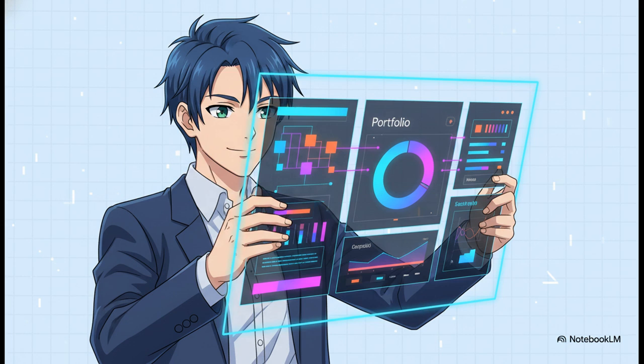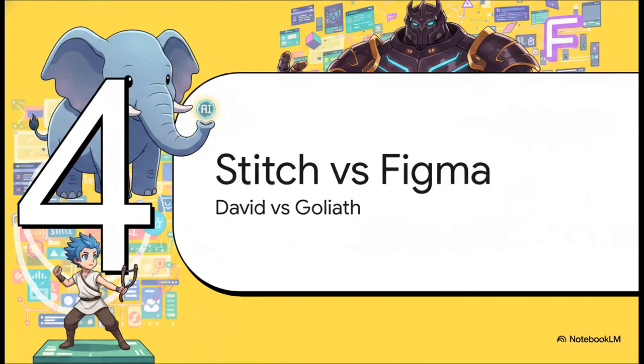That won't cut it. Tell it to include a top navigation bar, a portfolio summary card, a pie chart for asset distribution, and a sleek, dark visual theme. The more structure you give it up front, the closer it gets to your exact vision on the very first try. Which brings us to part 4, the Stitch versus Figma comparison.